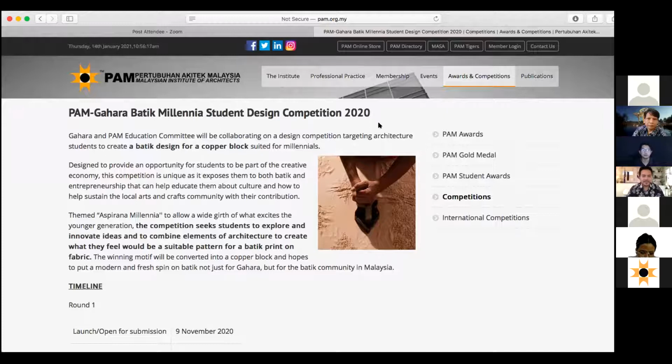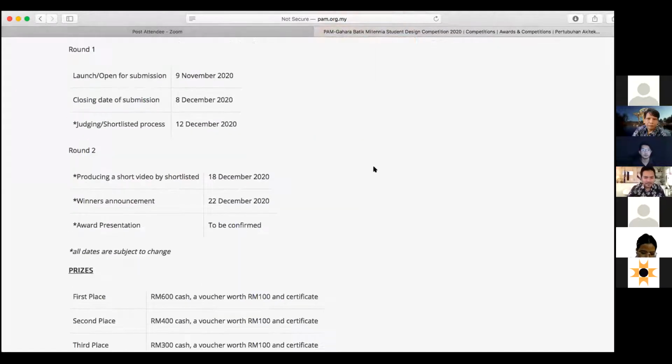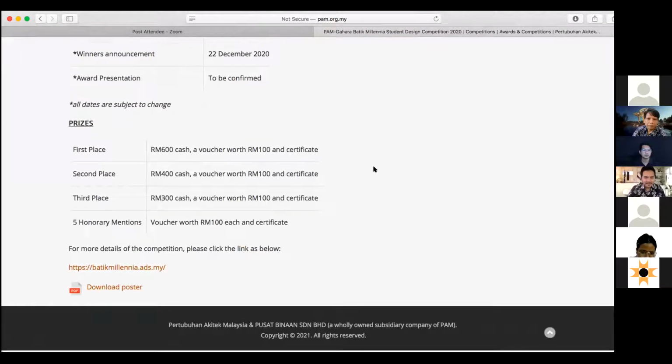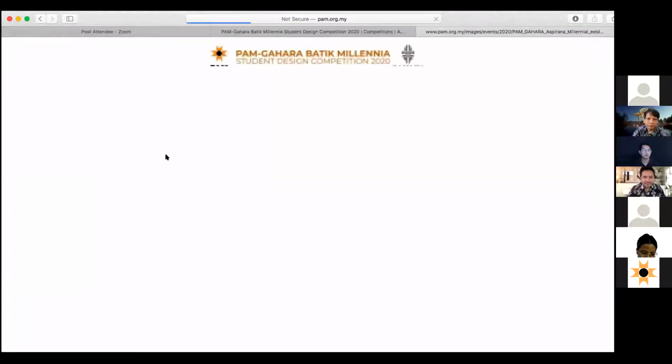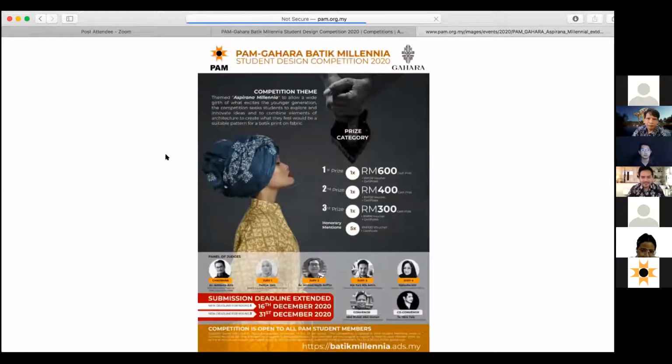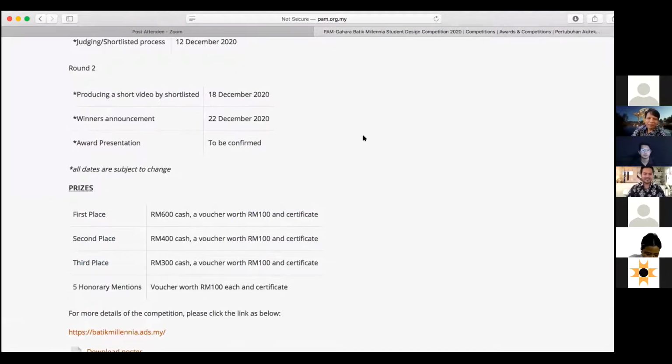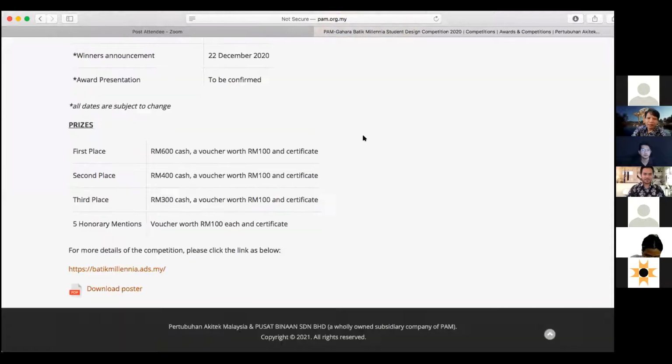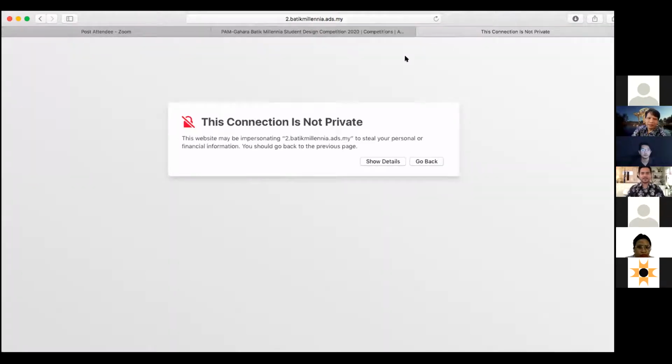Tak apa. Download poster. Bukan kat sini. Dia dekat yang tadi tu. Yang batikmillennial.com.my tu. Oh, yang ni. Yes, this one. .ads.my ya. Okay. This connection is not private. What does it mean? Try click on the show detail. Mungkin dia pernah buka kod dia macam ni.